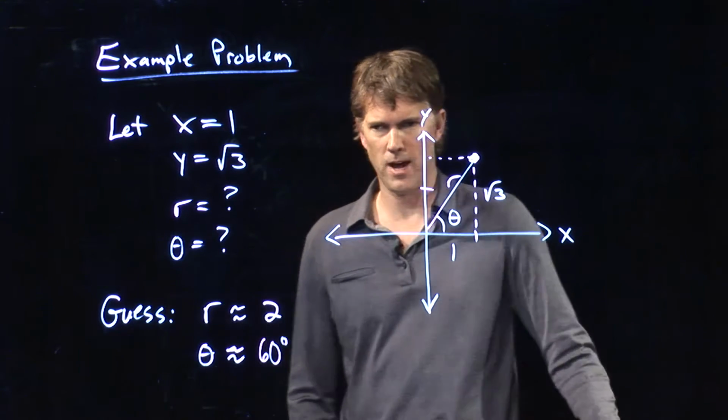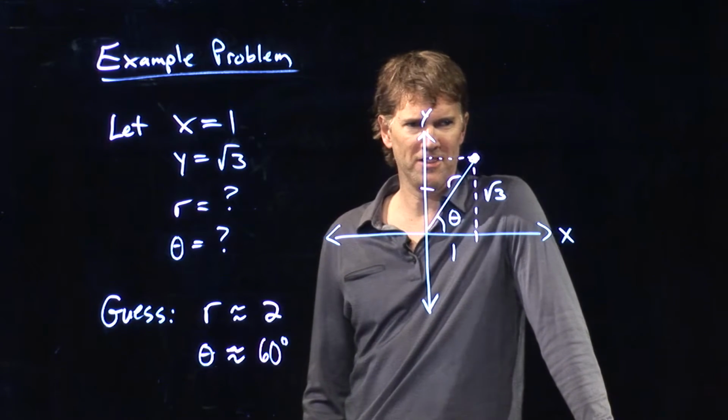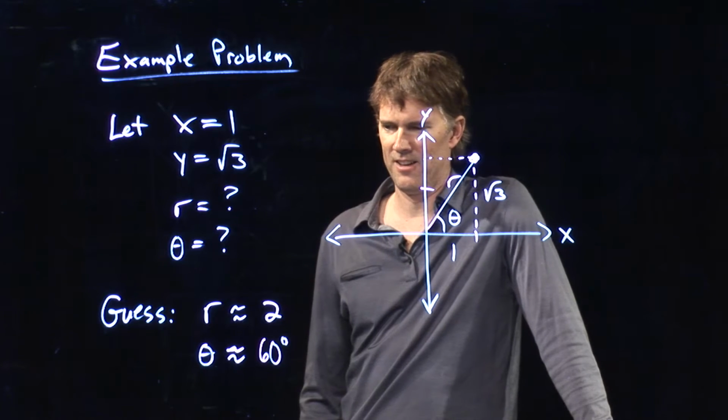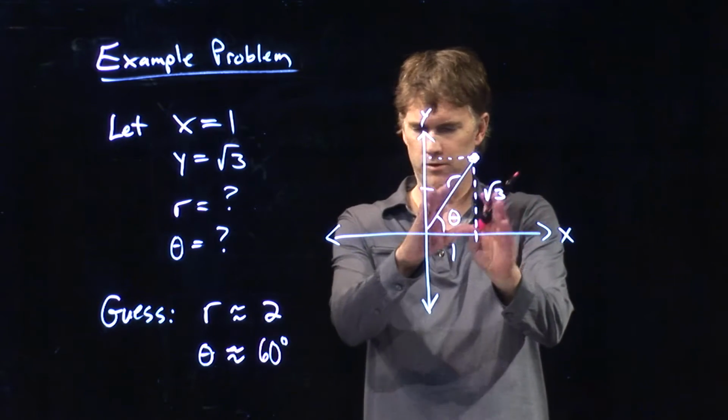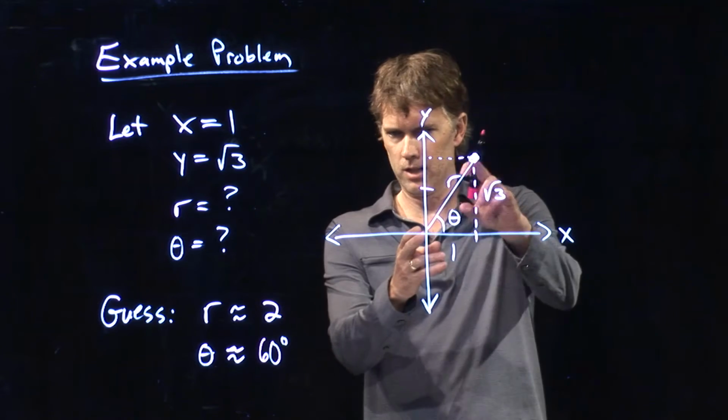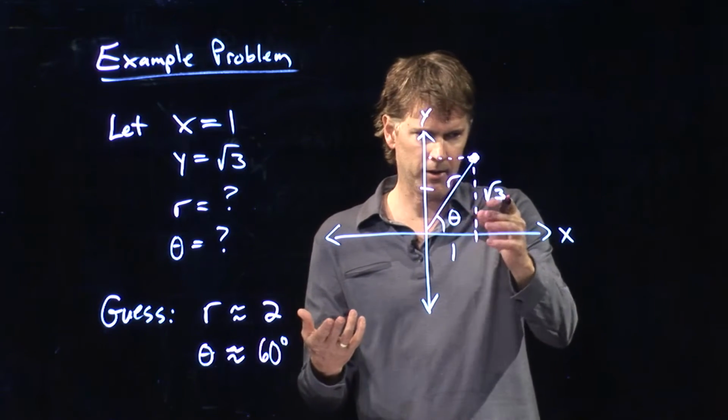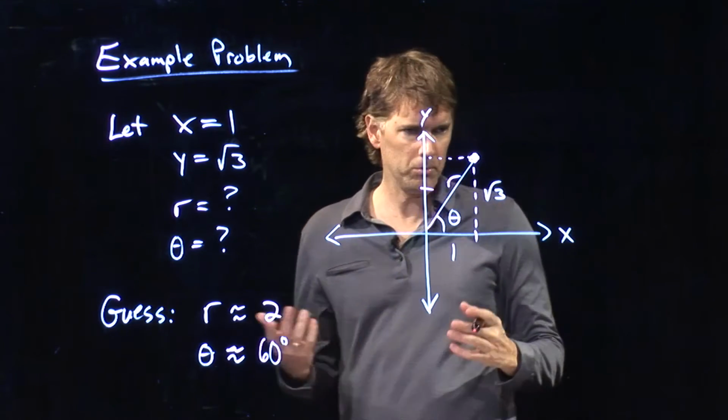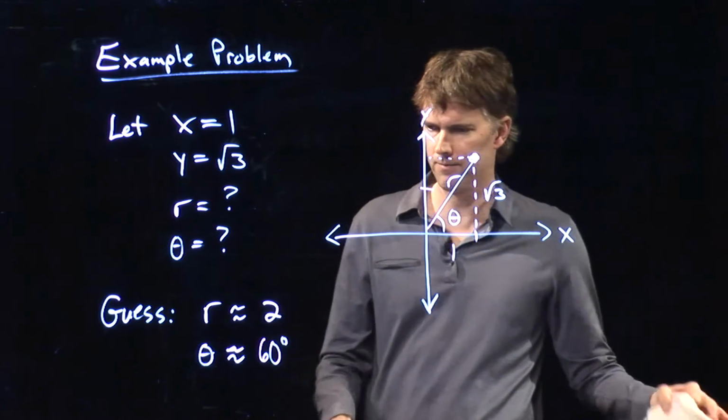I like those rather informed guesses. Let's see how close we were, okay? I mean, clearly we're in this first quadrant, so theta has to be a positive number. Clearly that r is bigger than 1 and bigger than root 3, and could be 2. Let's figure it out.